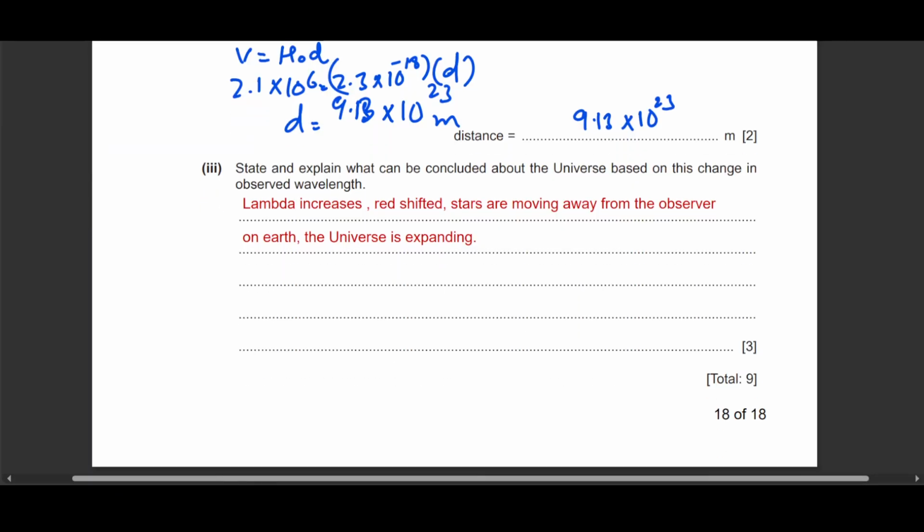So state what can be concluded about the universe based on the changes in observed wavelength. So Doppler effect. Since the wavelength increases, the wavelengths are red shifted. Stars are moving away from the observer, from the Earth. Hence the universe is expanding according to the Doppler effect. There is a specific answer for universe expansion, the Big Bang theory, and the rest of the question. So you're supposed to memorize it as well.